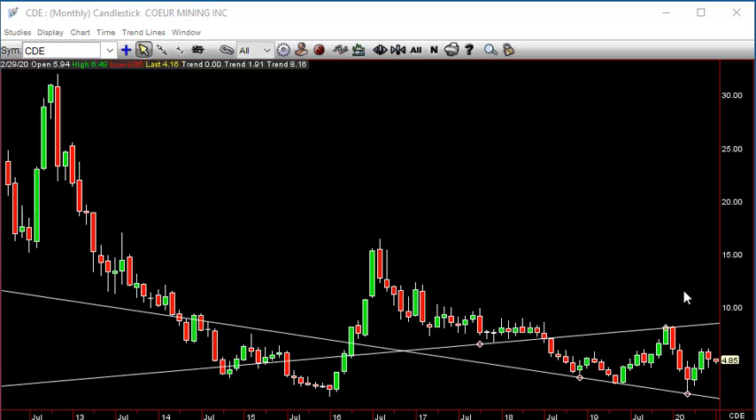CDE, little guy, Coeur d'Alene Mining. Take out one side, then boom, back down, come take out the previous range, inside bar, back up, now stuck in the middle of this little guy here. You'll notice from here to here is an inside bar of all this.